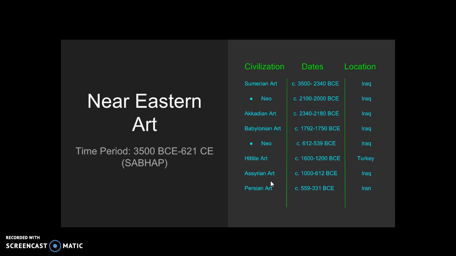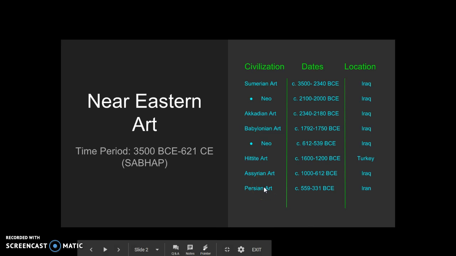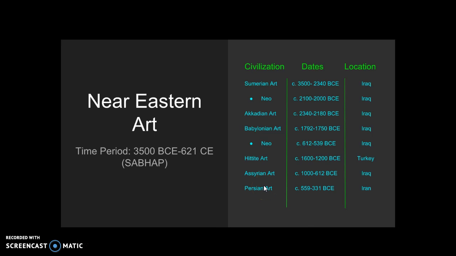Later, we will notice that the Persian era continues a lot longer and created quite a bit of destruction. They were a force to be reckoned with for a long time. What you'll notice is we also have Neos here. When you add Neo, it's new. So this would be New Sumerian art. That means that around this date, 2100 to 2000 BCE, there was a reoccurrence of Sumerian art or Sumerian style. And with Babylonian, we have Neo-Babylonian between these dates, 612 and 539. Again, when that occurs, it's because we see another trend of Babylonian style coming back into play.